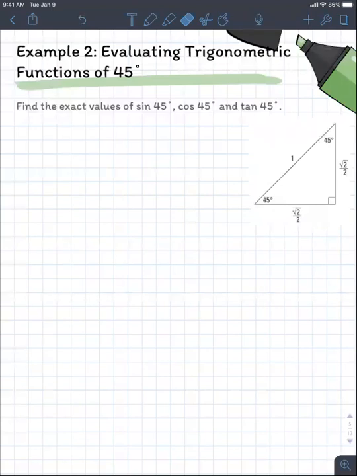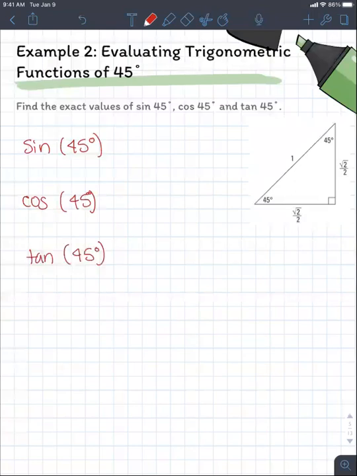So all 3 sides are already filled in. So for us to find sine, cosine, and tangent, those should be easy for us to find, right? Right? Say right. Okay. So I'm writing with an eraser. Sine 45 degrees, cosine 45 degrees, and tangent of 45 degrees.